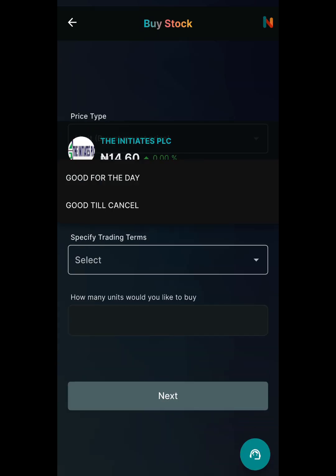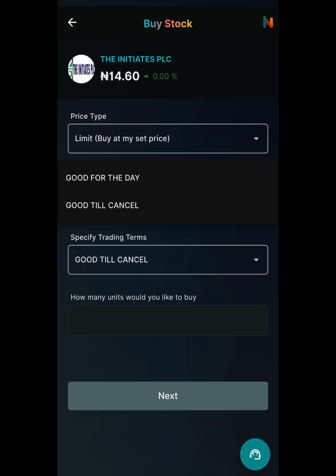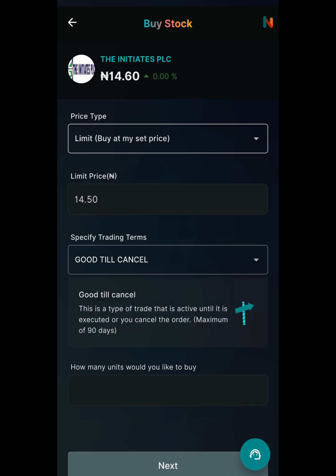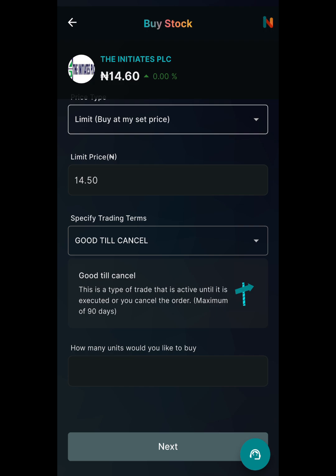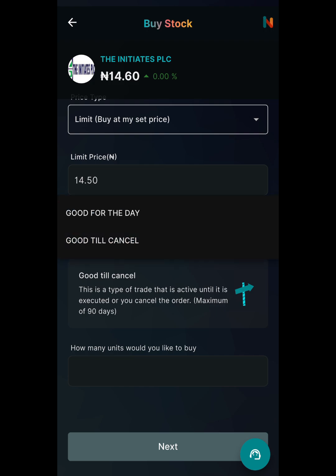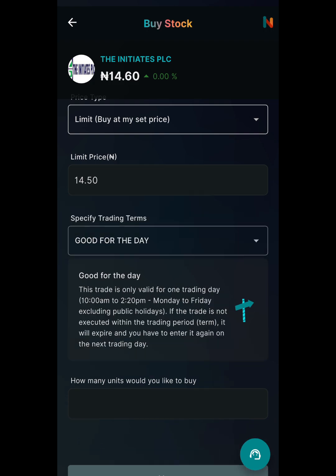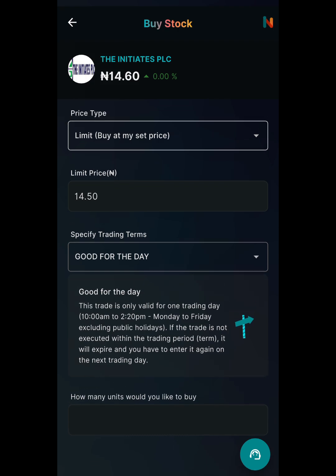Then it says, when do you want to buy? Is it for today before the market closes, or do you want to set this limit buy until it executes? The maximum is 90 days. So again, good for the day is you want to just set this for today. Basically, if the Nigerian stock market closes today and you are still not able to buy it cheaper, maybe the price kept going up, the order will cancel.